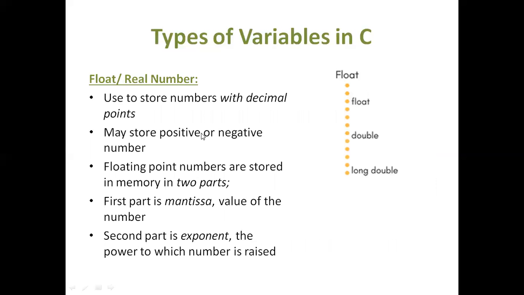Next type is the float, or the real number, and it is used to store numbers with decimal points, and it can also store positive as well as negative numbers. The important thing about floating point numbers is that they are stored in memory in 2 parts. The first part is the mantissa, in which the actual number is stored, and the second part is the exponent, the power to which the number is raised. For example, if you have written 5,000, it can be stored as 5 multiplied by 10 raised to power 3.